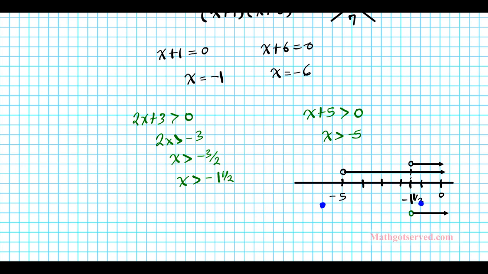So what does that mean? It means that this solution right here is extraneous. This is not a solution. The only acceptable solution is x equals negative 1 because it does not violate the domain of our solution, which is x has to be greater than negative 1 and 1/2. All right? So that's that.